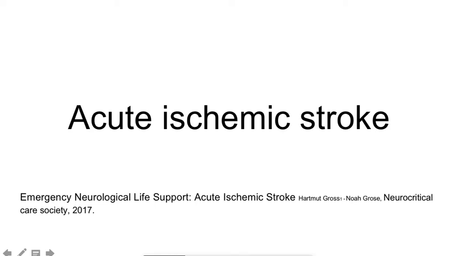Remember that there are two types of stroke, ischemic stroke and hemorrhagic stroke. But ischemic stroke comprises about 83 to 87% of cases of stroke, and the remaining cases are due to hemorrhagic stroke. This can vary depending on which population is being studied, but that's mainly how most populations have their numbers. So in this video I'm going to focus mainly on ischemic stroke.